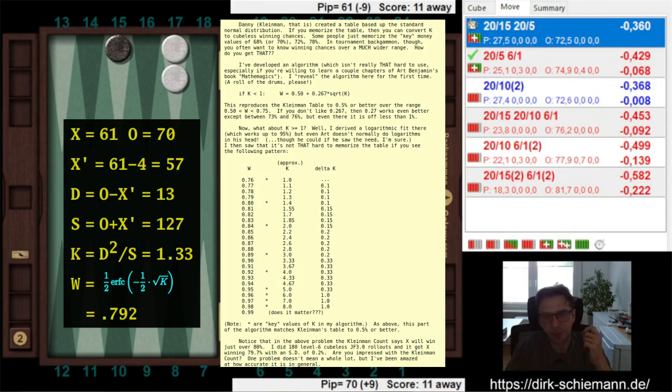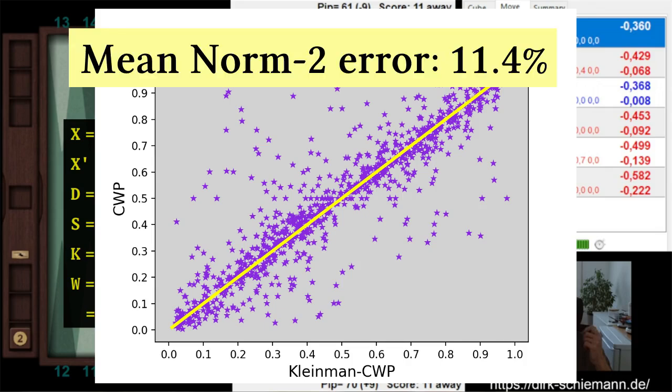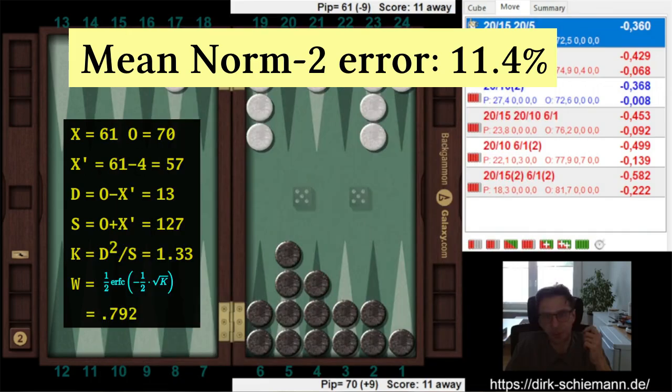Worse, let's ignore all that and examine how good it is. These figures show the Klineman CPW estimate versus true CPW. It's concentrated around the truth, the yellow line, but arbitrarily large errors abound. The average norm 2 error, based on 1.8 million positions taken from my test suite, is 11.4%. So 7% off is actually quite good for Klineman. To summarize, Klineman is extremely demanding over the board and far from accurate.